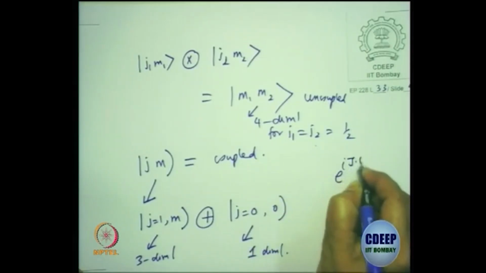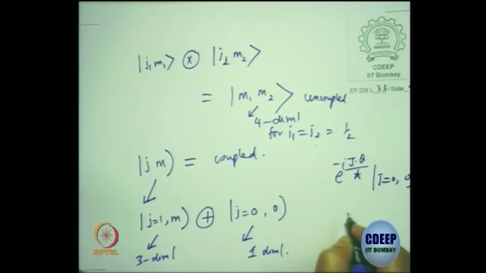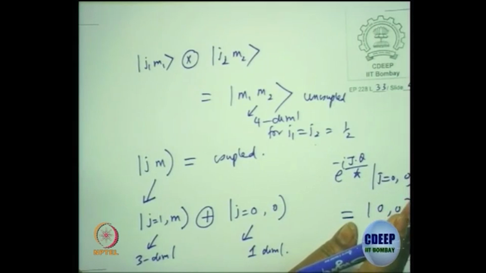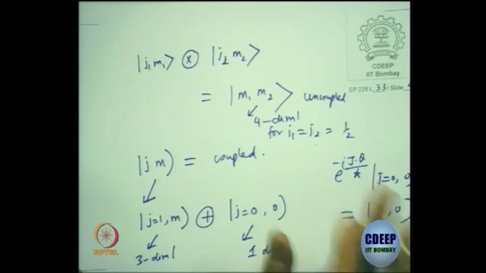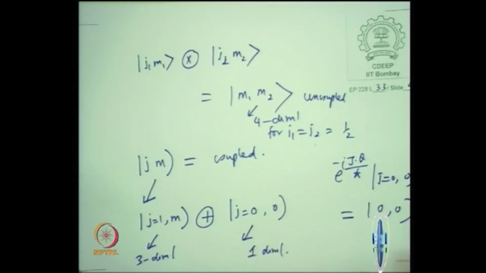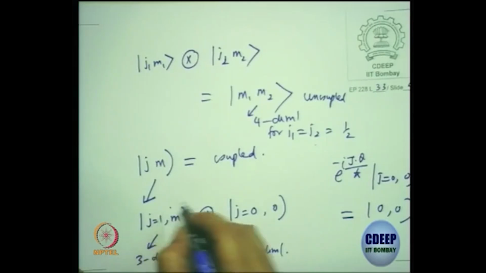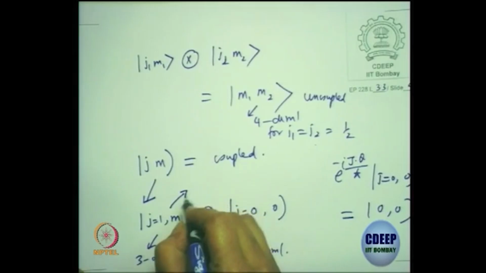E to the power of i J dot theta by h cross on j equal to 0, 0 will give you what? The same state. This is behaving like an identity operator. Singlet state is unaffected by rotations. This is similar to your scalar operator, which remains the same under rotations. And this one will transform under rotation, right? The j equal to 1 state. This will transform under rotation like a spin 1 state.